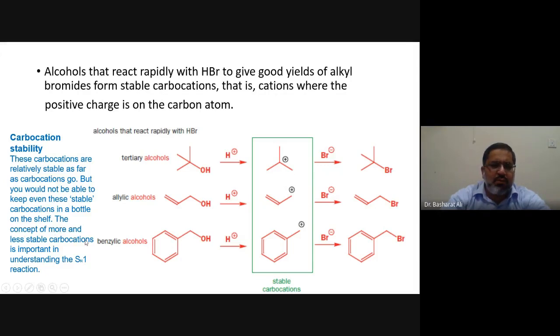The concept of more and less stable carbocations is important in understanding the SN1 reaction. All these are stable carbocations. This carbocation is stable due to hyperconjugation. This one is due to conjugation, as we know that delocalization of electrons occurs in the case of allylic carbocation, and this benzylic carbocation is also stabilized due to the conjugation present in the phenyl group.